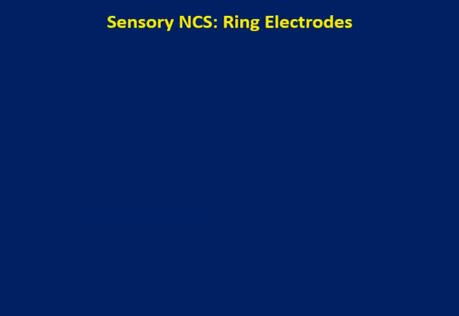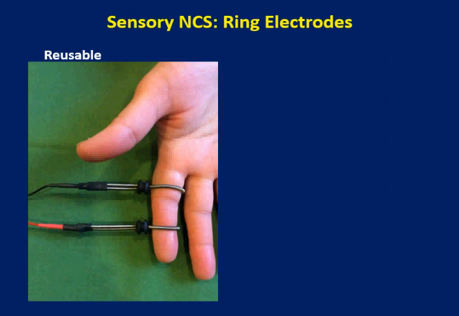The ring electrodes are used in sensory nerve conduction studies. Here is an example of reusable electrodes. Upon placing them over fingers or toes, they are tightened using the rubber ring. Electrolytic gel is applied to improve the contact between the skin surface and the electrodes.